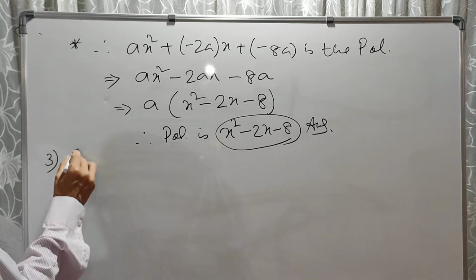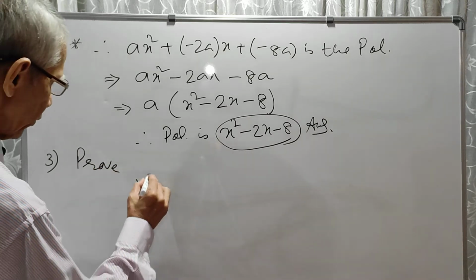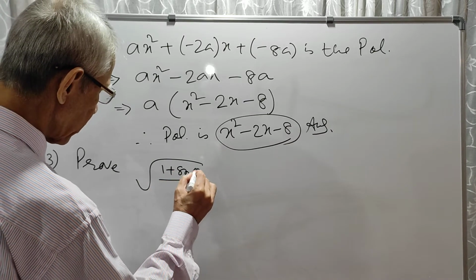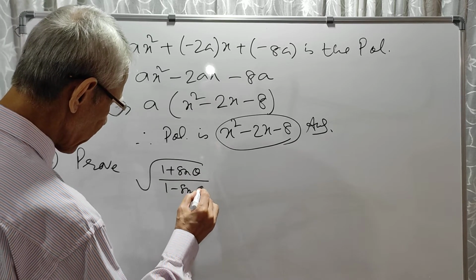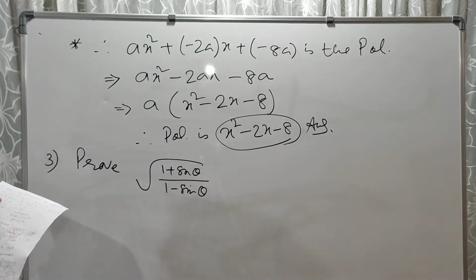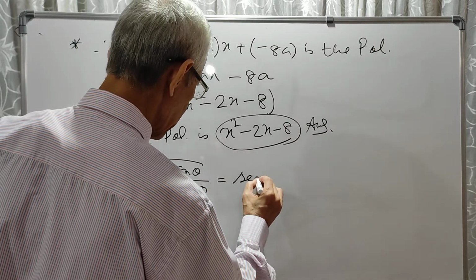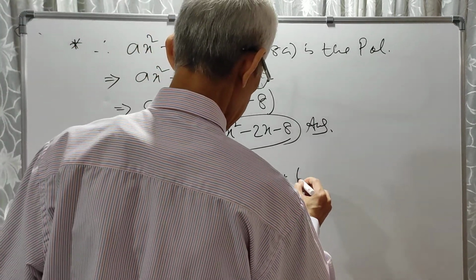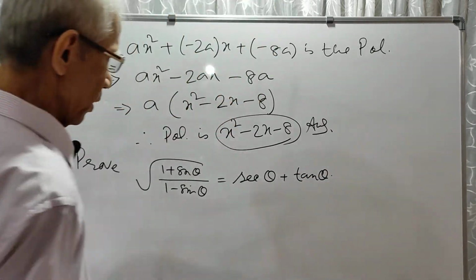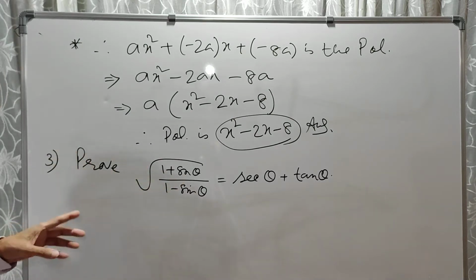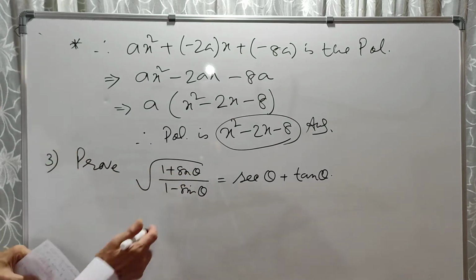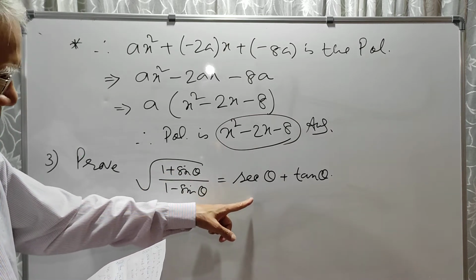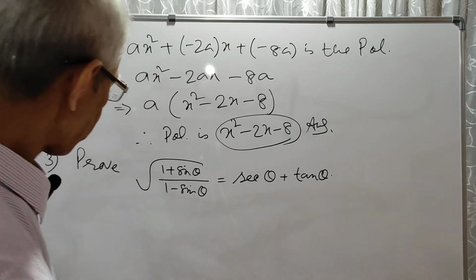So you have to prove, this is trigonometry, prove root over (1 plus sine theta) by (1 minus sine theta) equal to sec theta plus tan theta. So this is a trigonometric identity. Prove root over (1 plus sine theta) by (1 minus sine theta) equal to sec theta plus tan theta. Okay. All right.